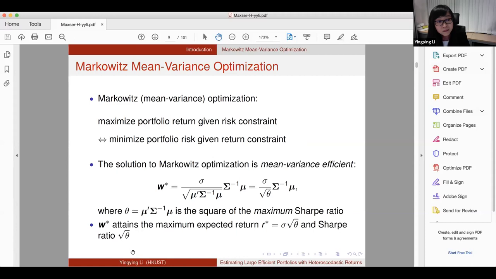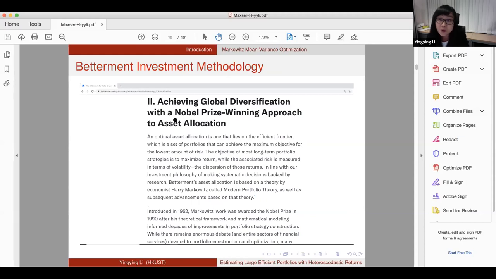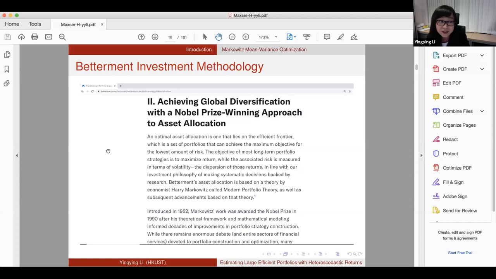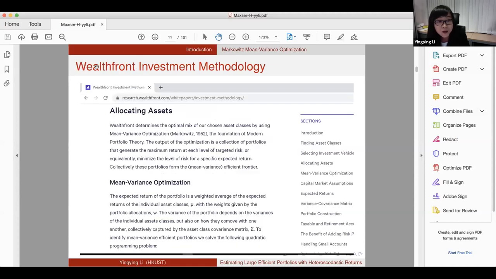So Markowitz mean variance optimization is definitely the cornerstone of modern portfolio theory, and it continues to be the foundation of most of the frontier developments in asset allocation. Here I take two examples, two of the largest robo advisors, Betterment and Wealthfront. We see that their portfolio allocation strategies are mainly based on mean variance optimization.